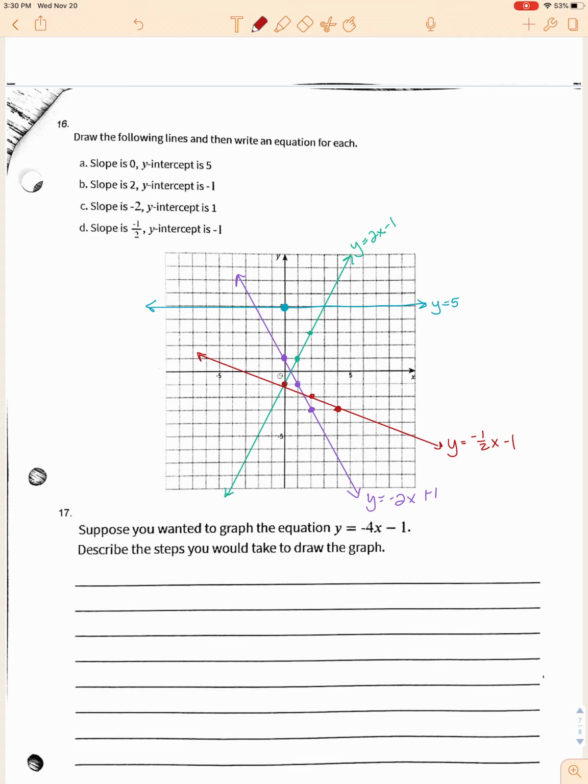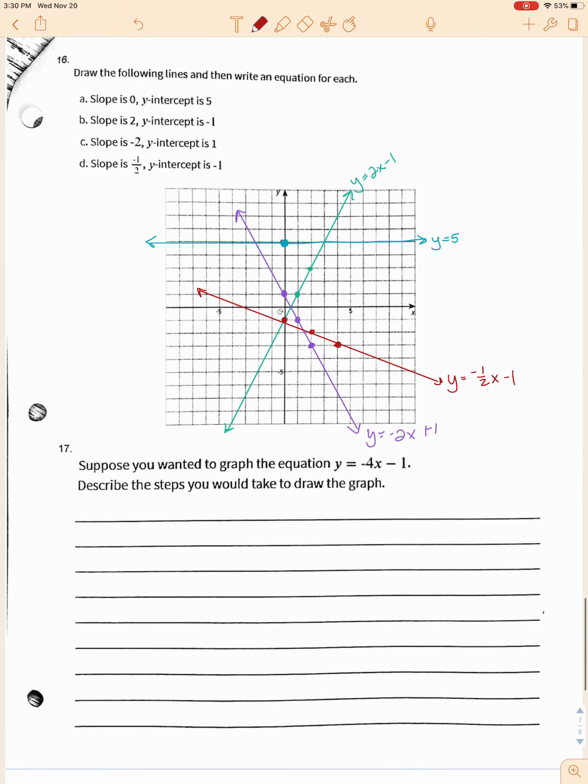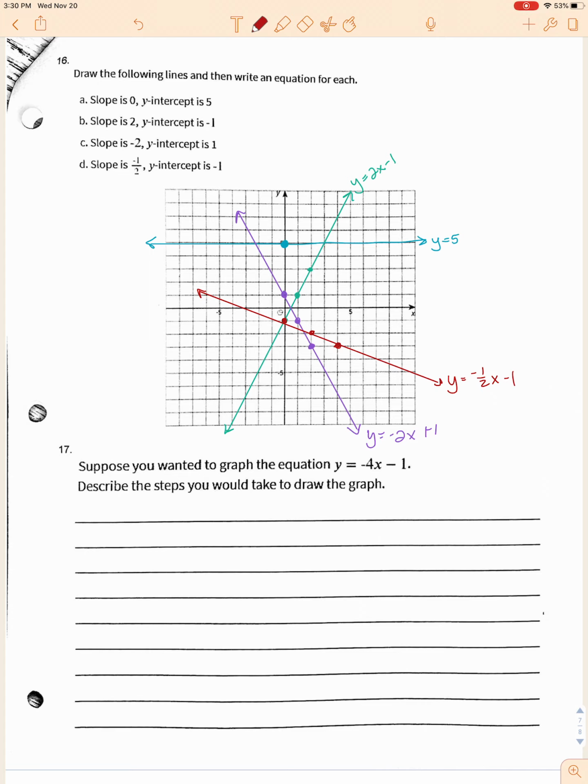So number 17 is just formalizing how we graph a line, so similar to what you just did in number 16, and it's asking basically what are the steps in order to graph a line. So we did this in class. We made that little graphic organizer. So we started with step 1, which was making your slope into a fraction, and then it continued on. So go ahead and pause the video and tell me how you would graph y equals negative 4x minus 1.